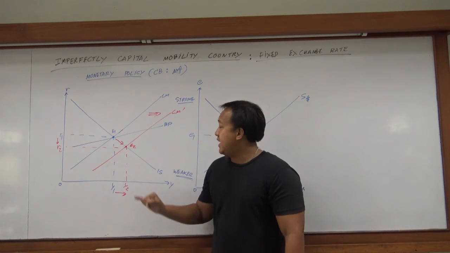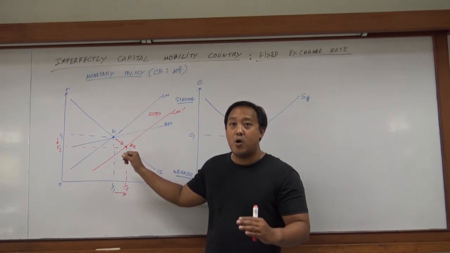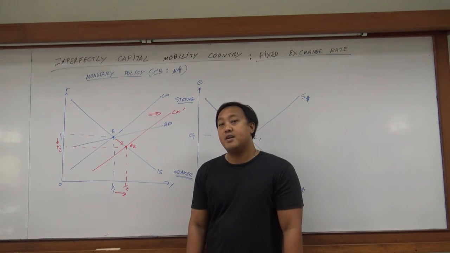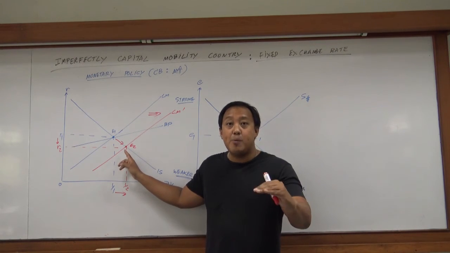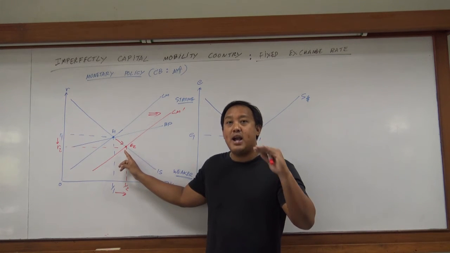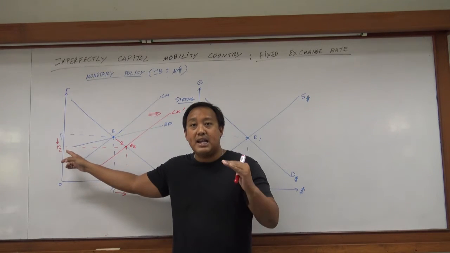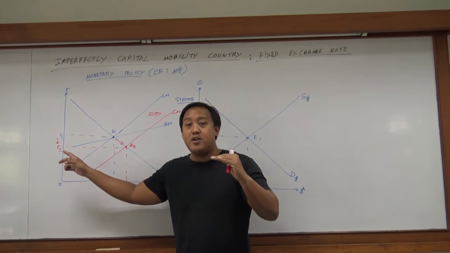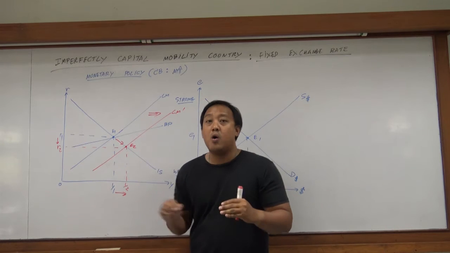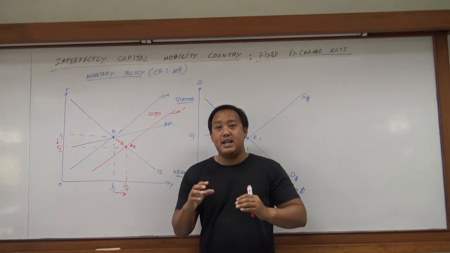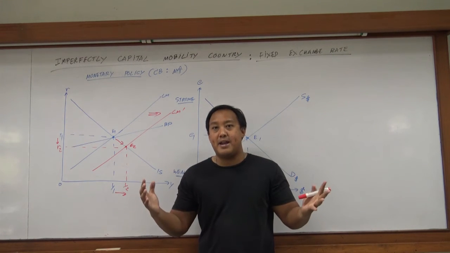As a consequence, the real interest rate drops from R1 to R2. Okay? Then, as you can see, the new equilibrium point E2 is located below the BP curve. What does it mean? Any point located below the BP curve means that the real interest rate is too low, lower than normal. When the real interest rate in our country is too low, what happens?